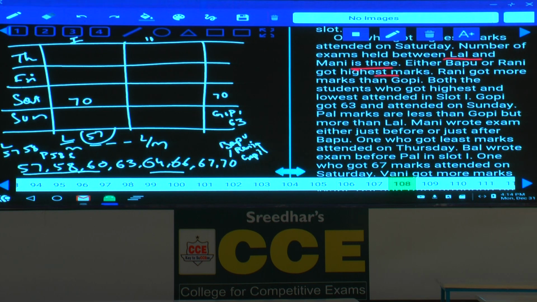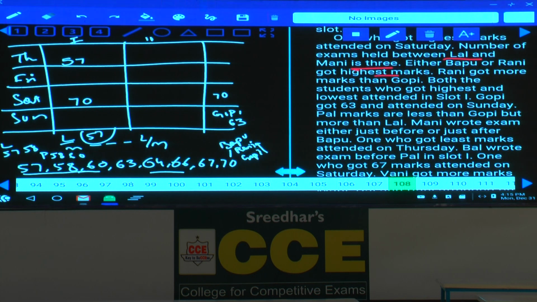Are you following this one or not? 58 and 60. Then, because Paul's marks are lesser than Gopi but more than Lal, and Mani wrote the exam either just before or just after Bapu. And Mani is just before or just after this Bapu. The one who got the least marks attended on Thursday. Thursday least marks, who is that person here? The person who got 57 marks must be in slot 1 on Thursday.